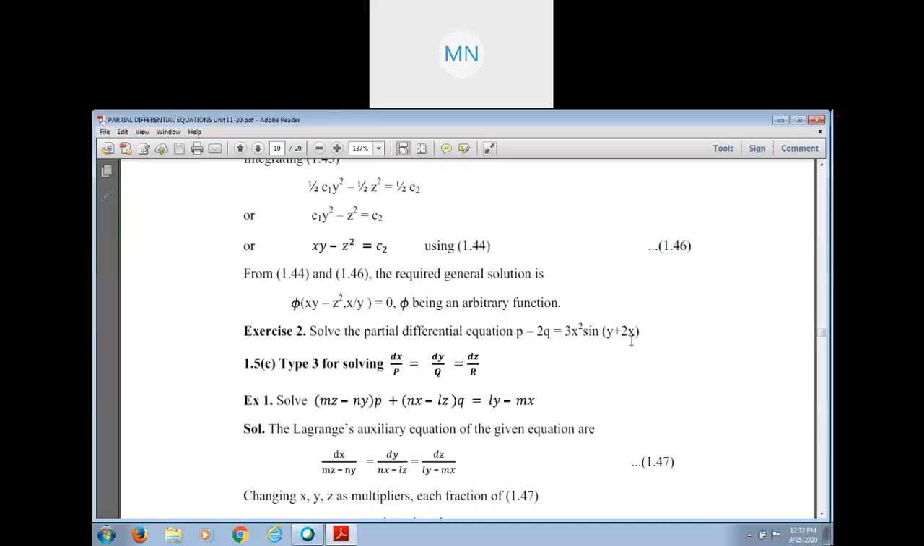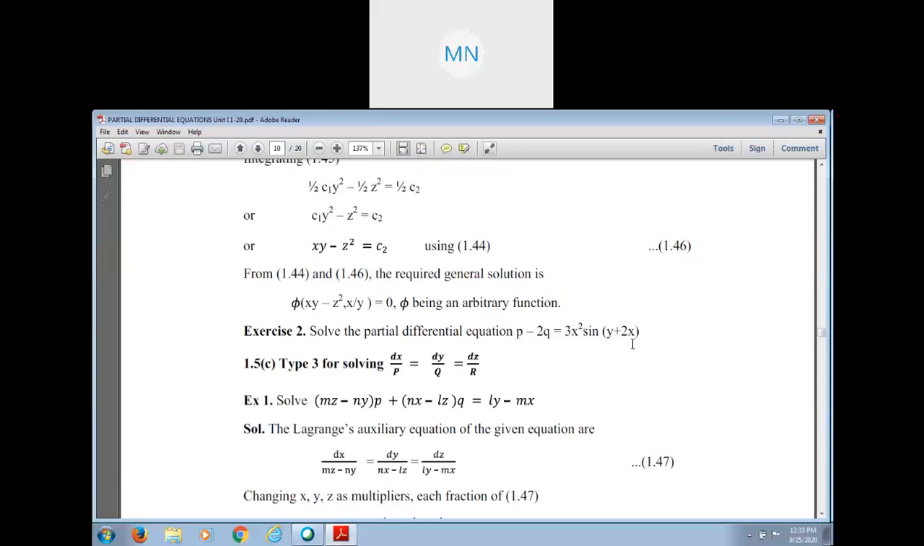Okay. Write this equation. Here capital P is 1, capital Q is 2, and R is thrice x square into sine of y plus twice x. Okay, try to solve that one.